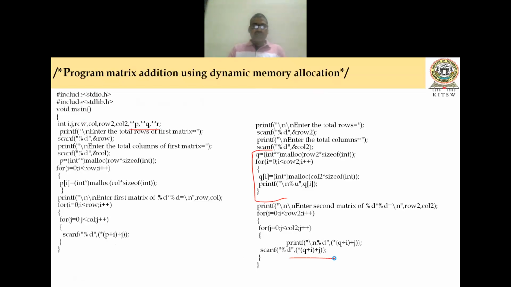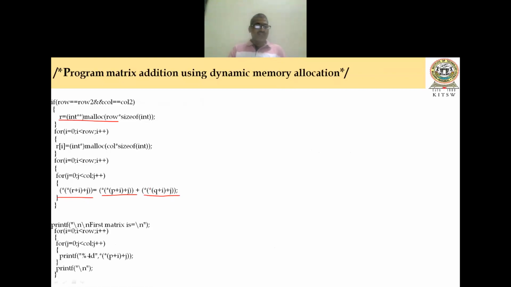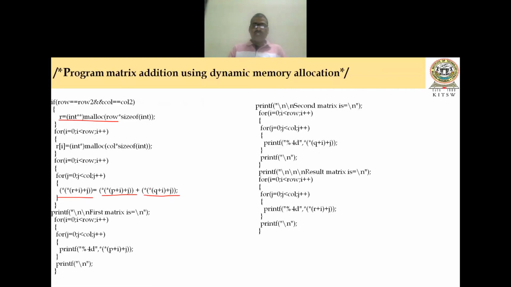Fine. So this is the concept we are using, and we allocate this third matrix R. The resultant matrix is stored in the R matrix. So *(*(R + i) + j) is equal to *(*(P + i) + j) plus *(*(Q + i) + j). So this is how we use dynamic memory allocation to add these two matrices. Fine. This is an example program demonstrating how matrix addition can be done using dynamic memory allocation.